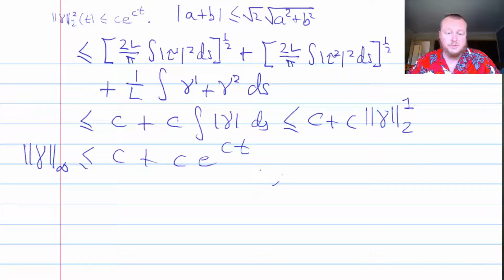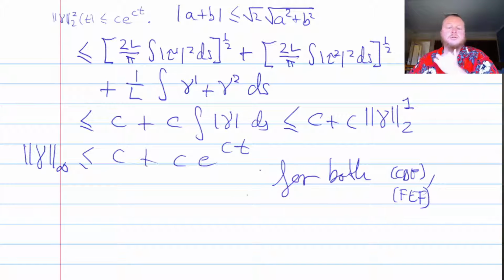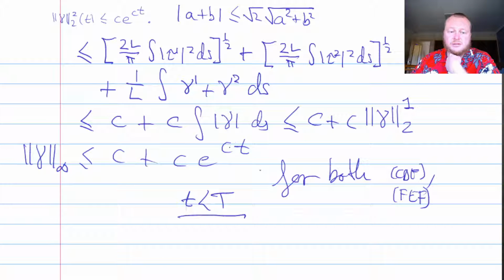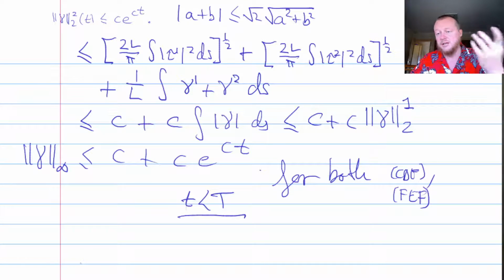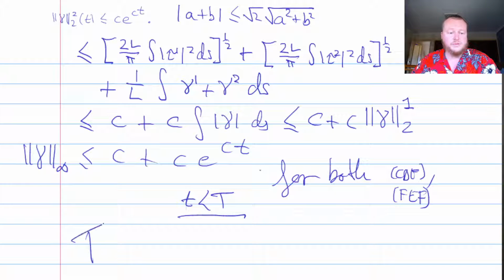Awesome. This is for both the curve diffusion flow and the free elastic flow. So this gives you a constant. Now if t is smaller than capital T, then this is a finite number, and the local well-posedness result can just continue to apply again and again and again to give us our global existence. So I'm going to say that capital T equals infinity follows.